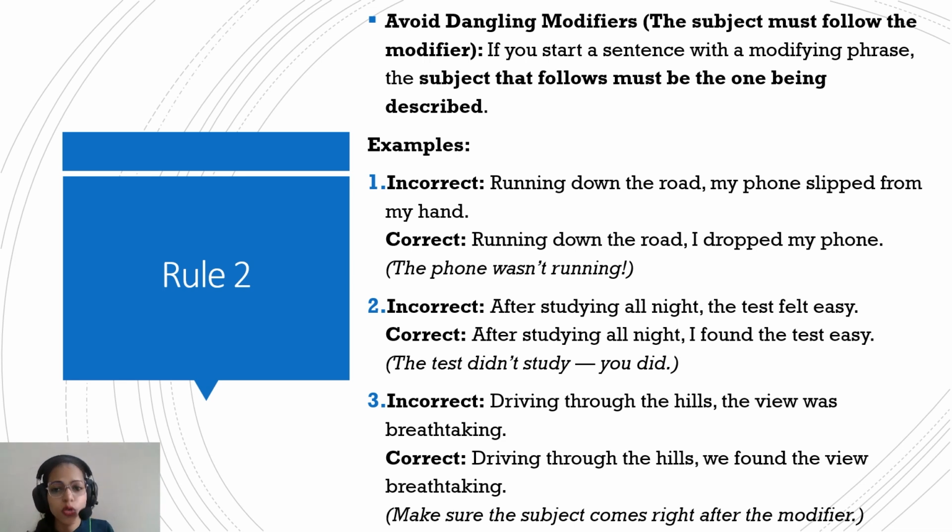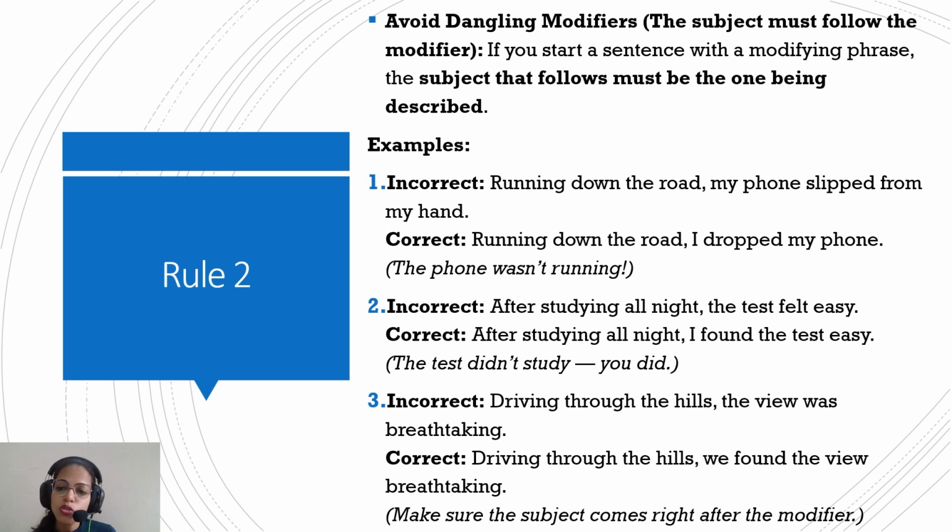Avoid dangling modifiers. The subject must follow the modifier. If you start a statement with a modifying phrase, the subject that follows must be the one that is being described. So dangling modifiers are, again, when the modifier is placed and what it is modifying is not following it, then that modifier is left dangling. It is left sort of useless. It is not serving the purpose for which it is being used. So that is a dangling modifier. You should see that that doesn't happen to your sentences.